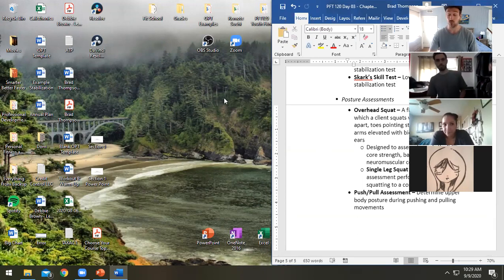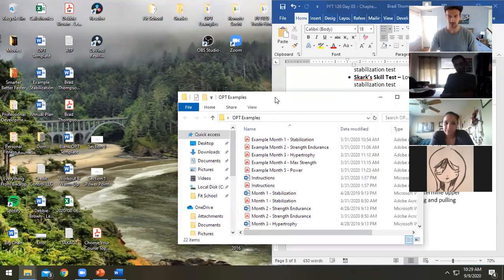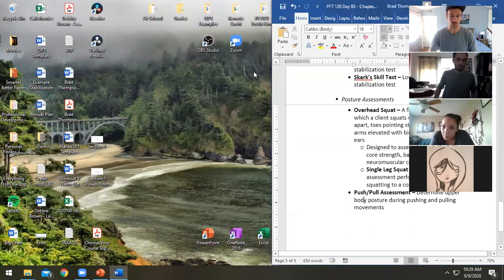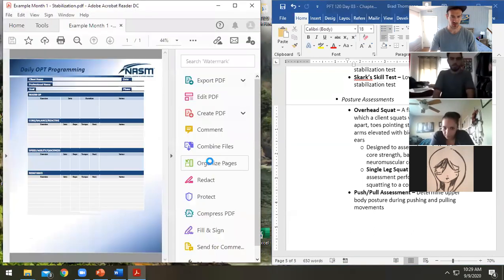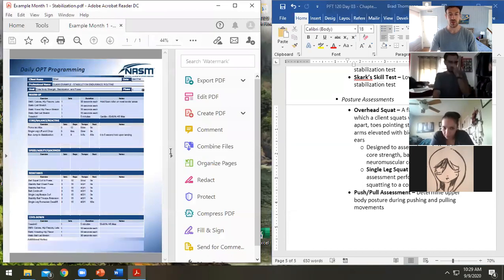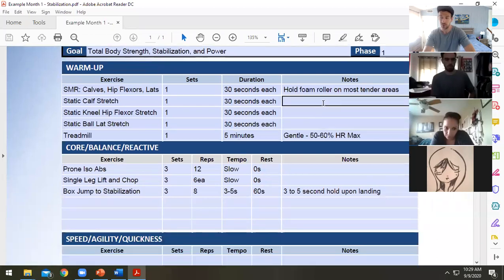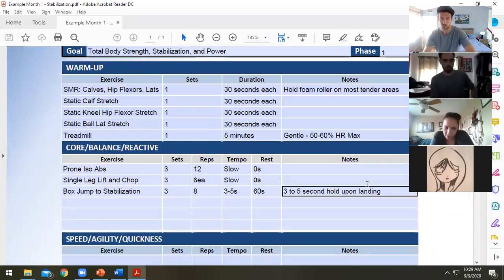Okay, I do want to show you just really quickly one example of each of these things. I've got some OPT examples here. There we go. Okay, so let's take a look. This is a stabilization routine for a client. And for those of you who have been through some of these assessment classes more times, you can tell me what's going on with this client in terms of their overactivity.